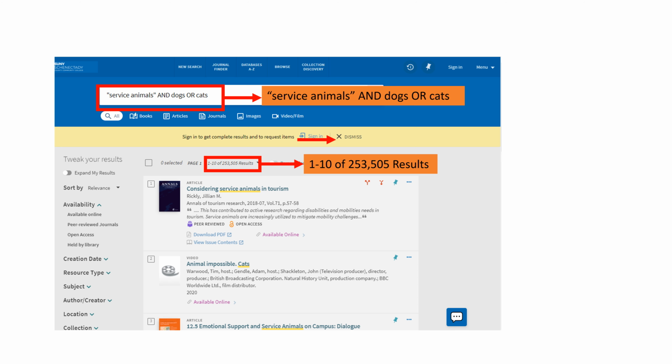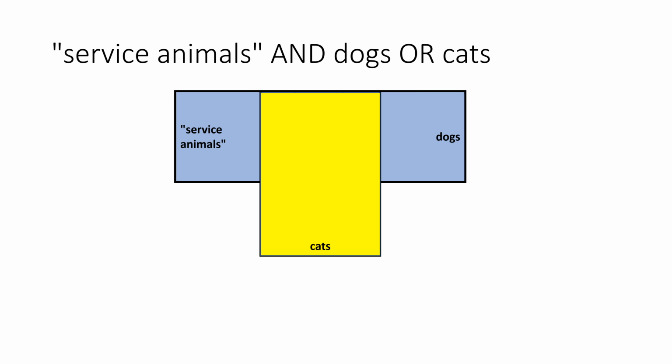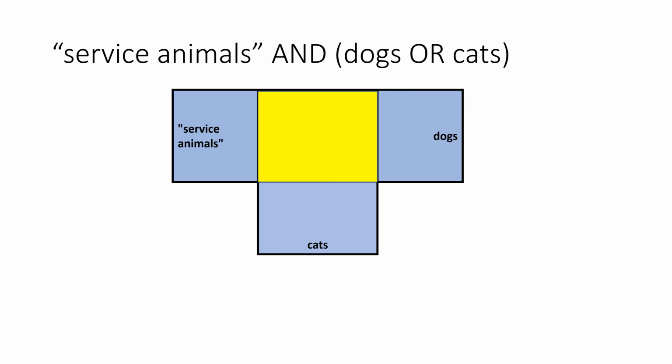253,505 results. When you search "service animals" AND dogs OR cats without any parentheses, the database assumes you mean that first it should look up service animals and dogs where those two overlap, and then cats, and give you resources that have either cats or have service dogs and animals, or have both of them, the yellow areas below. But what I actually meant was service animals that could be either dogs or cats.